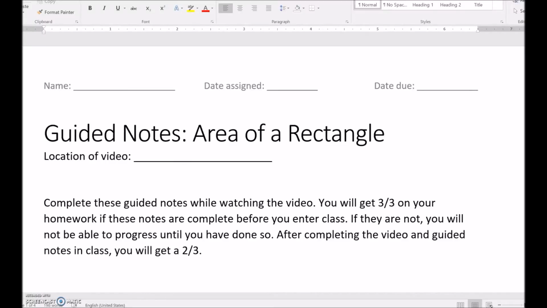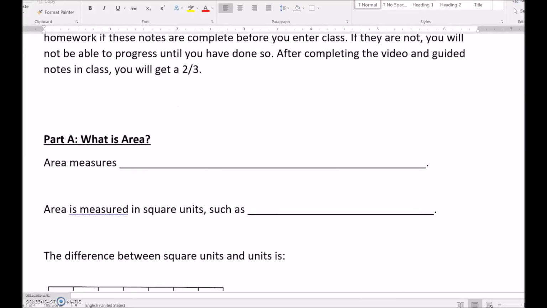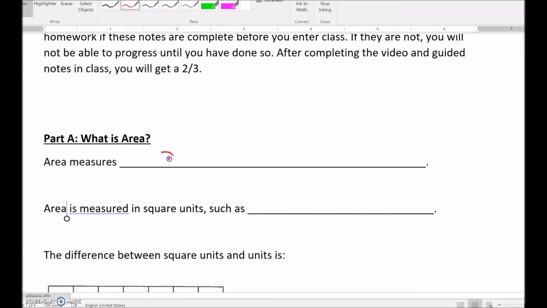So the next thing that we're going to cover after perimeter is area. So perimeter, we said, measured the distance around a space. Area tells us how much space is inside the perimeter. And area and perimeter are very different things. Okay? So area measures space inside, right?